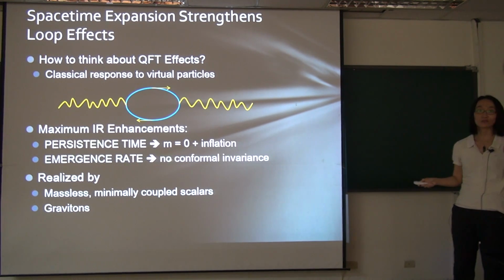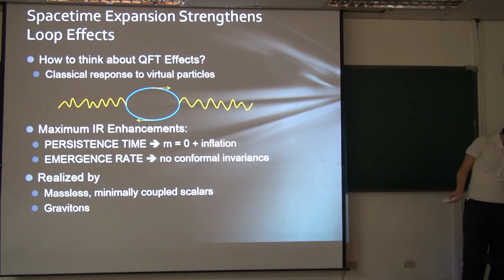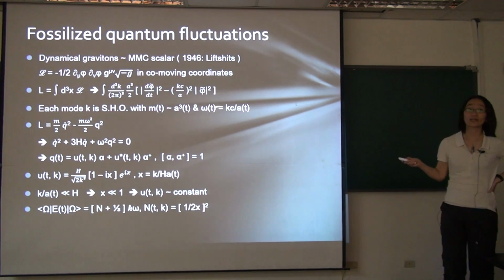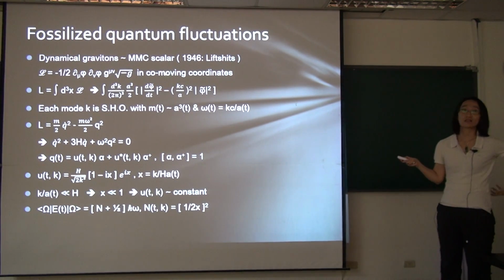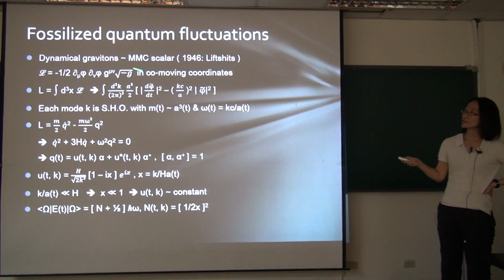However, there are two very special kinds of particles. They are massive, but they do not have classical conformal invariance. One is the massive minimally coupled scalar, the other is the graviton. So actually, you can expect big effects delivered by these two virtual particles. And we also can look at it quantitatively, how these non-conformal invariant massive particles are produced. Basically, the dynamical graviton behaves like a massive minimally coupled scalar.